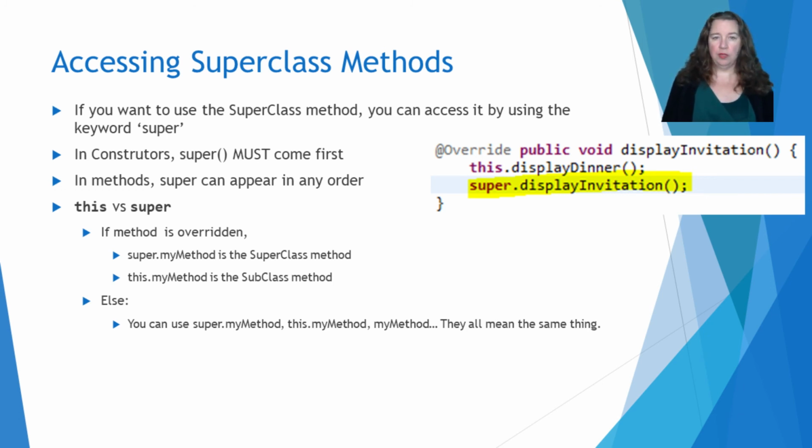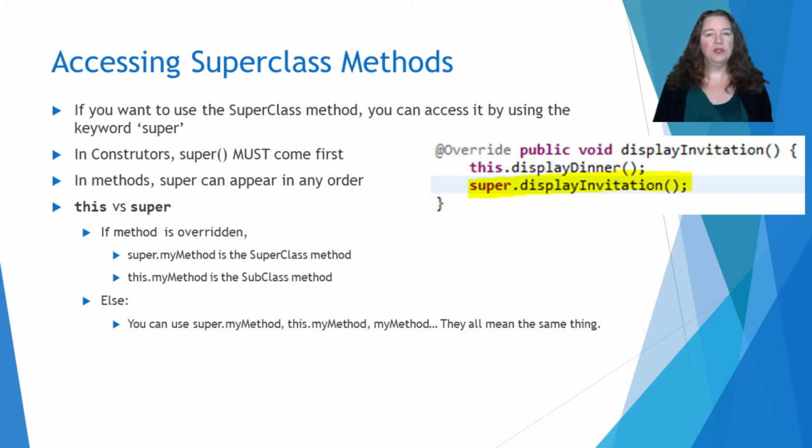So we use the keyword this to reference this class's methods. Super references the superclass's method. So the keyword super is done specifically with that. If the method is overridden, super.myMethod is the superclass and this.myMethod is the subclass. Otherwise, super.myMethod, this.myMethod, and myMethod all essentially mean the same thing.